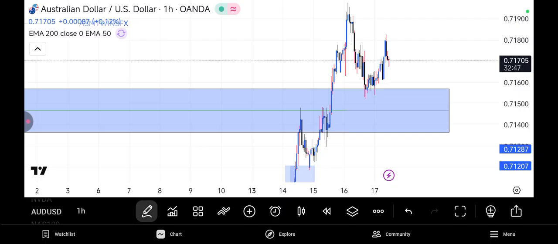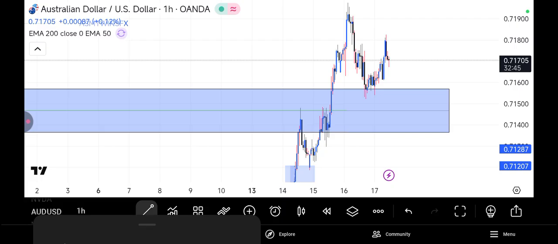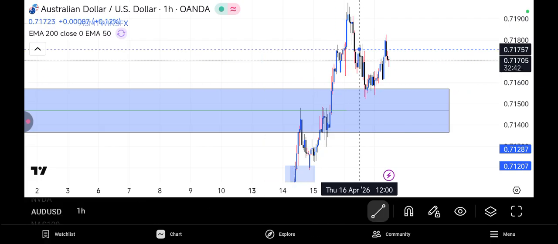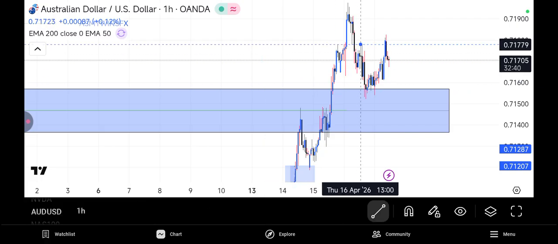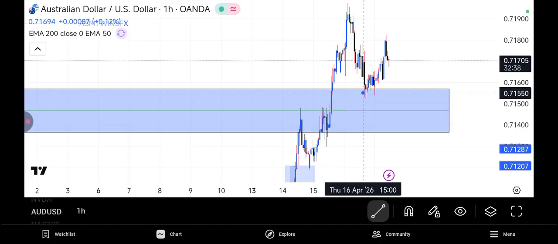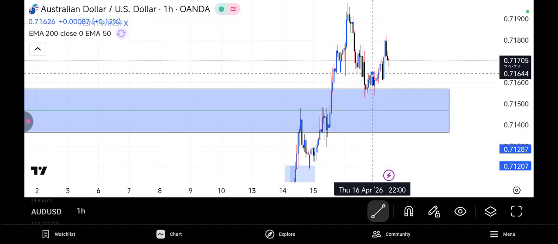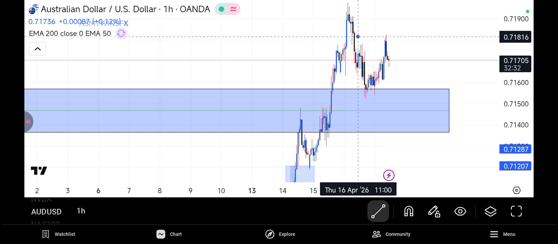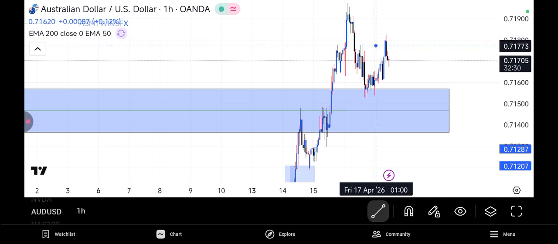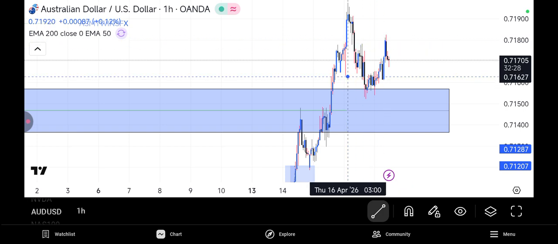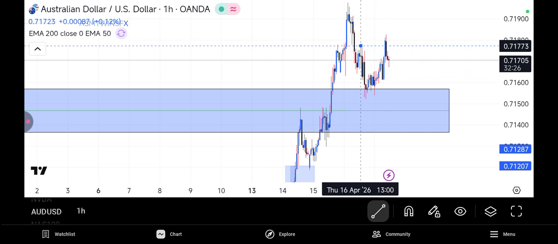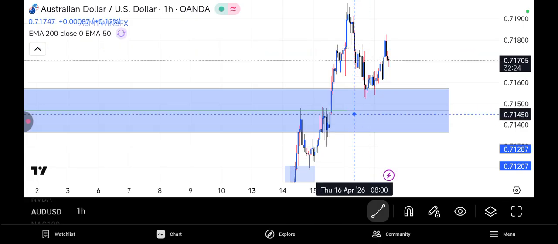So let me mark it out. This is what I'm saying. You can see price took out this high already. So from here, we'll be taking this other block, because this is the other block that caused this break of structure at this area. So price swept this liquidity here, took out this high, and remember this is a flip zone.